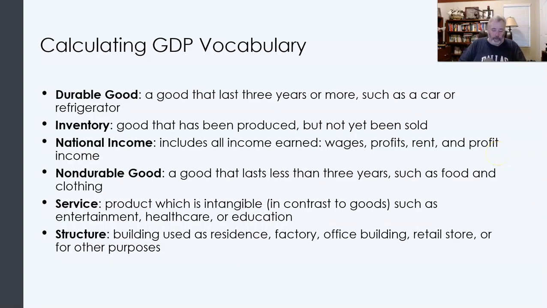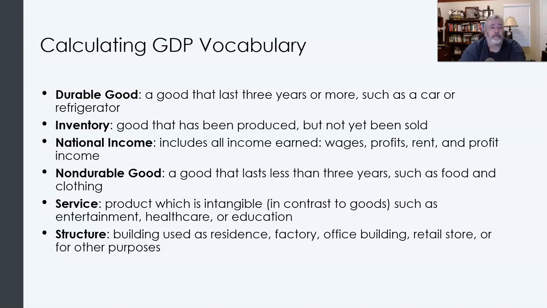Let's talk about some of the vocabulary we're going to use in calculating output. Durable goods. These are goods that last 3 years or more. A car, a refrigerator. As opposed to non-durable goods. This is a good that lasts less than 3 years and really lasts a lot less than that. Food, for example. Pizza, for example, is highly non-durable around Dr. Reynolds. Highly non-durable. Inventory. This is any good that's been produced but not yet sold.